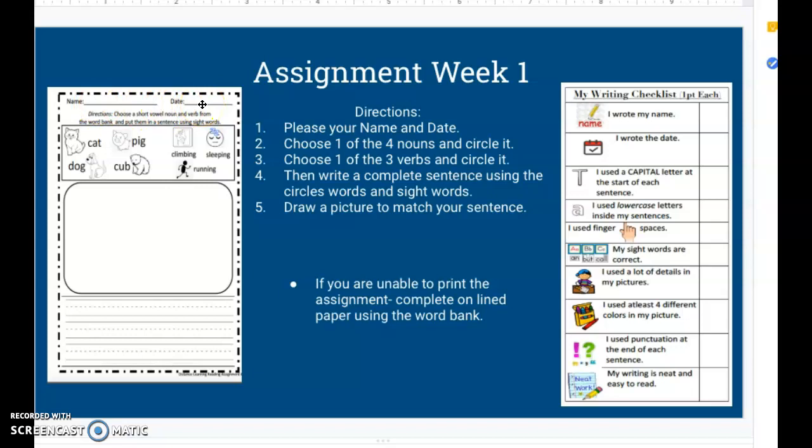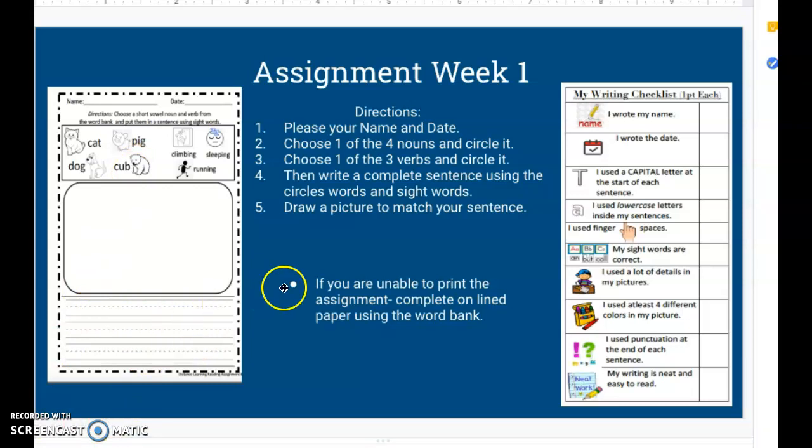Then you're going to choose one of the nouns. All of our nouns on this one are animals. So if you want to choose a cat, a dog, a pig, or a cub. And you notice all of these nouns are also short vowel words. Then you have 3 verbs, climbing, sleeping, and running. So you're going to pick one noun and one verb, and then you're going to write a sentence using the lines.